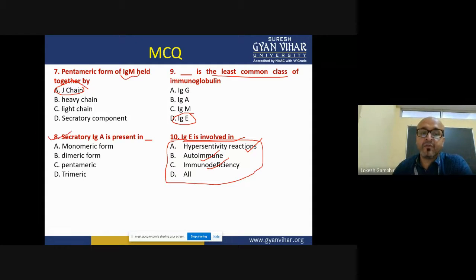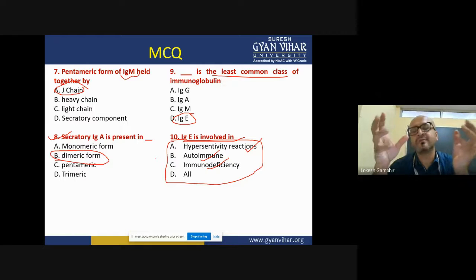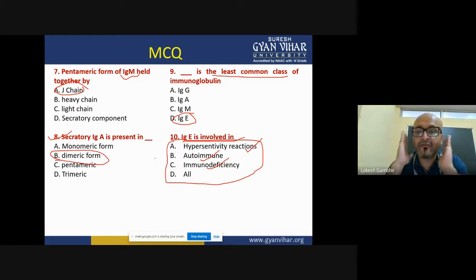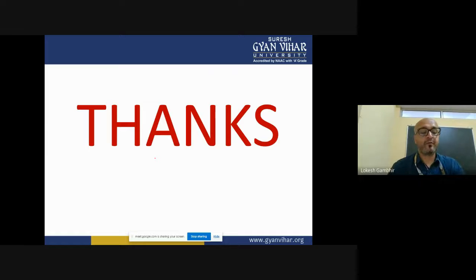Then secretory immunoglobulin A is always present in dimeric form. So these kinds of very basic questions do come in all the competitions, and if you have a clear-cut understanding of the concept, it's very easy for you to answer. And these clear-cut answers will increase your percentage and your positive answers in any kind of competition.